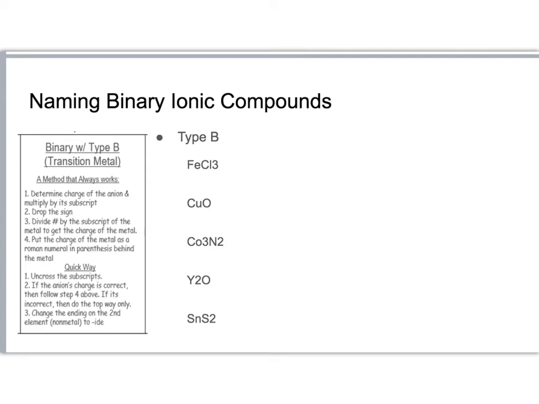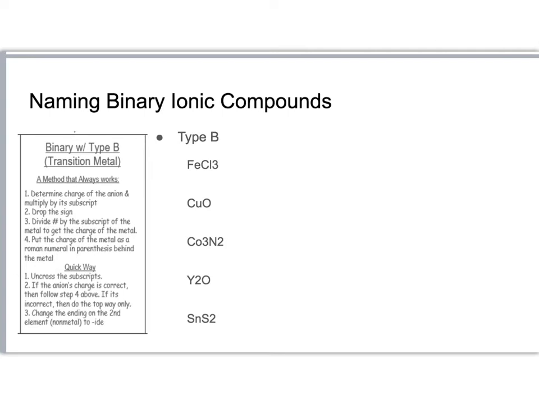We will follow the same format we saw in the last slide. We will cut the compound in half, separating the metal from the nonmetal, and then we will have to determine the charge of the metal. There are two ways to determine the charge, a method that always works and a quick way. I will demonstrate both of these to you in these 5 examples.